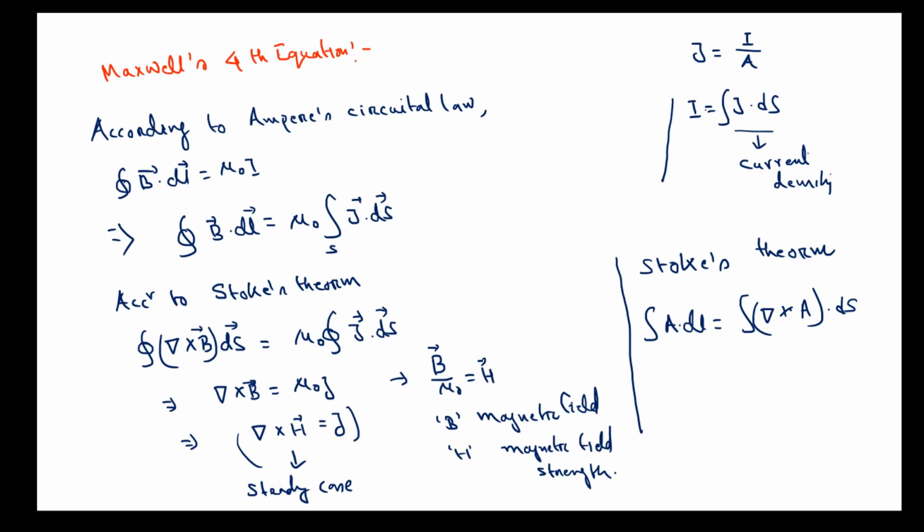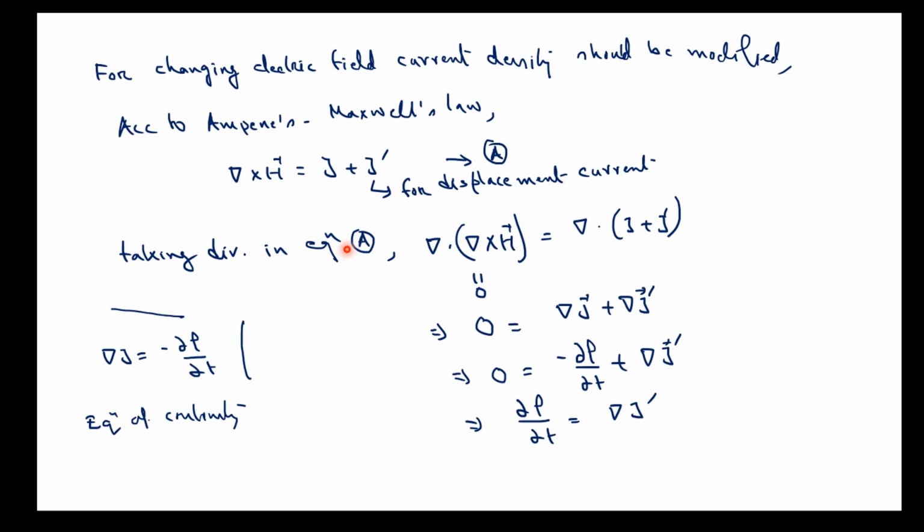Okay. So in the last slide, I found that according to Ampere circuital law, del cross H equal to J. So this is for the steady case. But when Maxwell performed his experiment, we know that one more extra term is there, and that term is the displacement current. So for the changing electric current density, we get one extra term according to Ampere Maxwell's law, and that term is J dash. Till now we don't know the value of J dash, I just write it as J dash, and that term is the displacement current part.